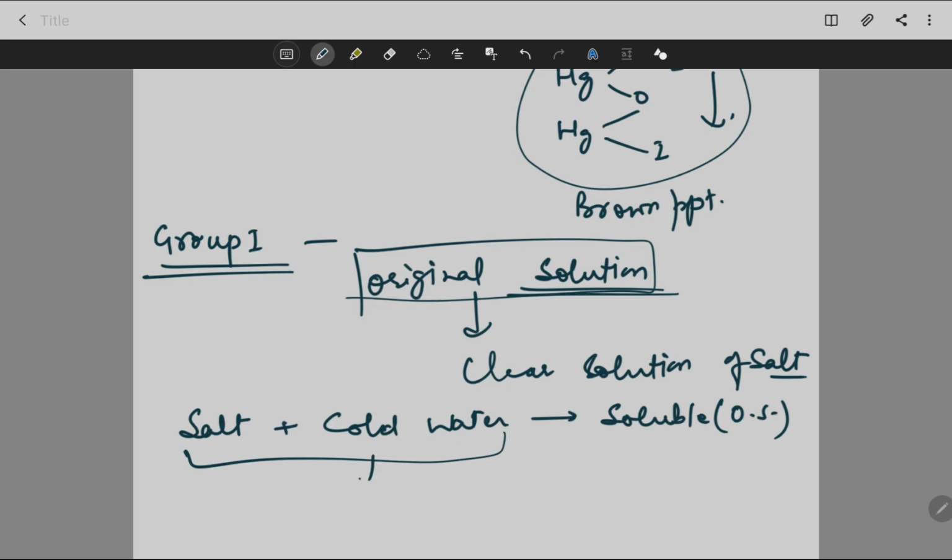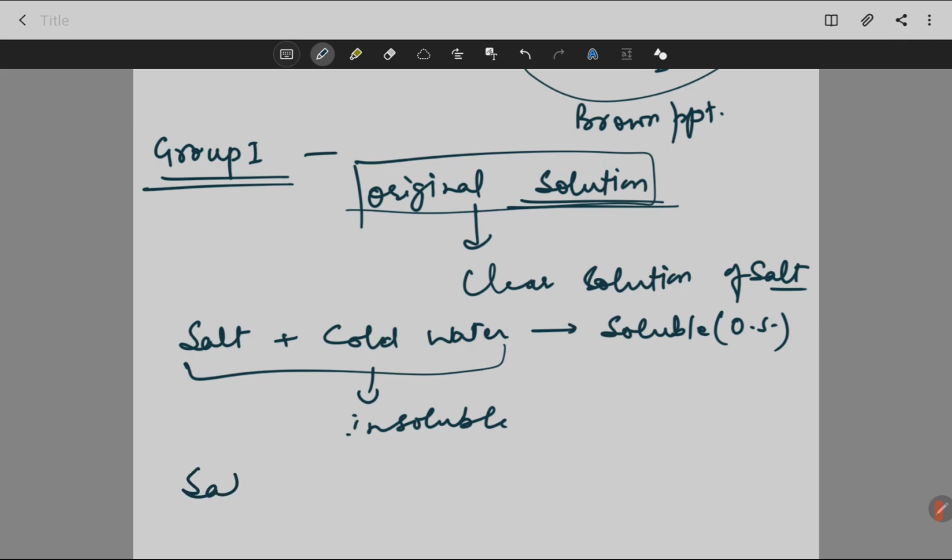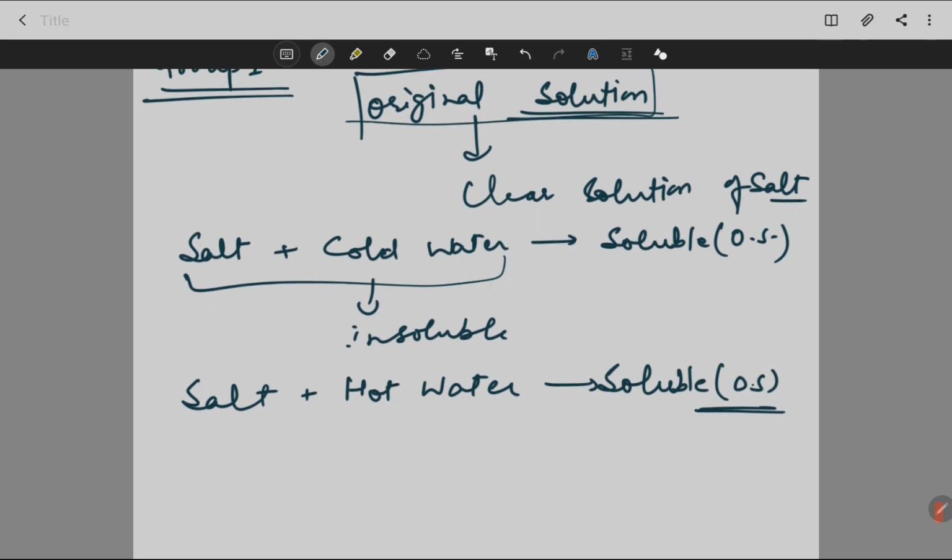Say if it is not soluble, then we will take the salt and try to dissolve it in hot water. It may be possible we get a clear solution. Now this will be your OS. Sometimes the salt is neither soluble in cold water nor in hot water. Then we may try dissolving it in dilute HCl. If we get a clear solution, it means salt plus dilute HCl is the original solution. If it is not soluble even in dilute HCl, then we try dissolving in concentrated HCl. Then that becomes the original solution.